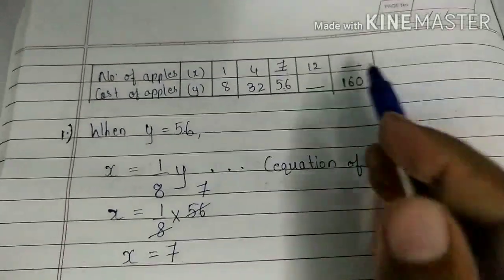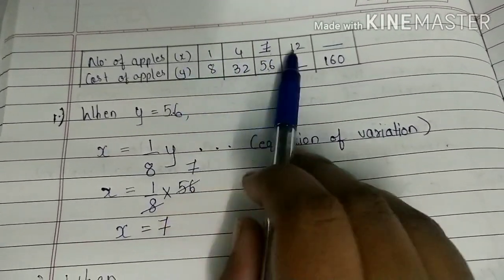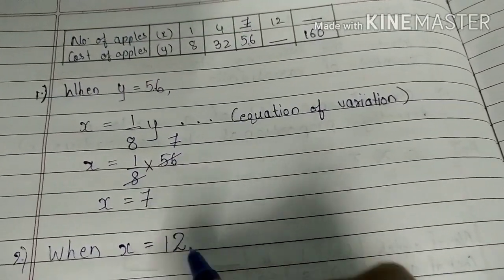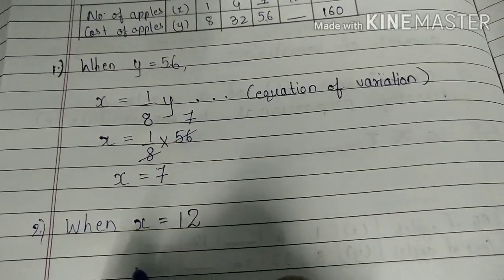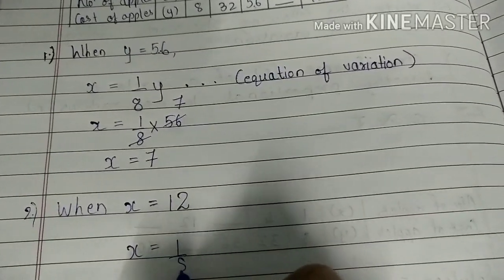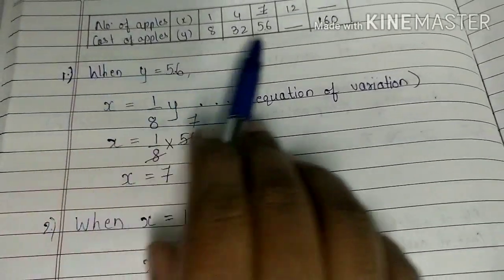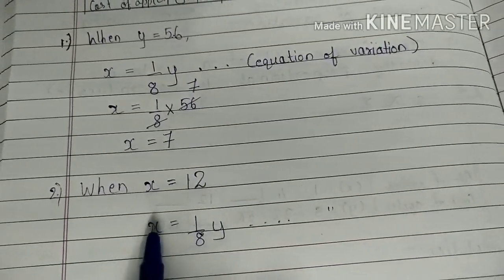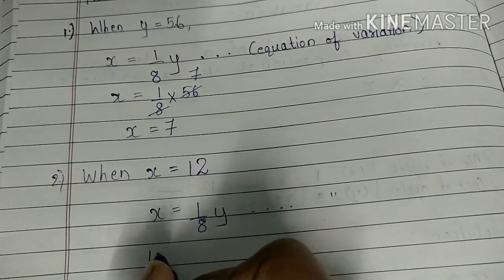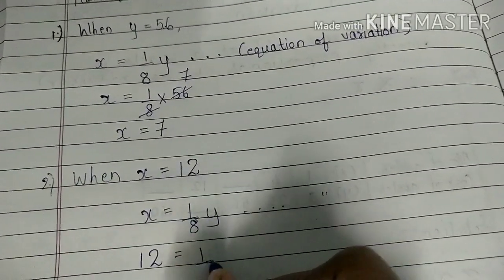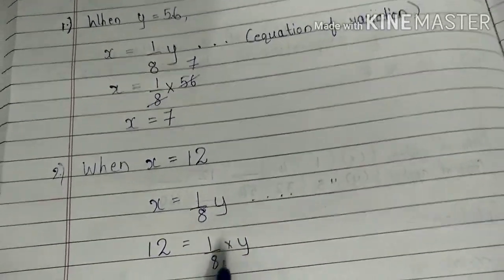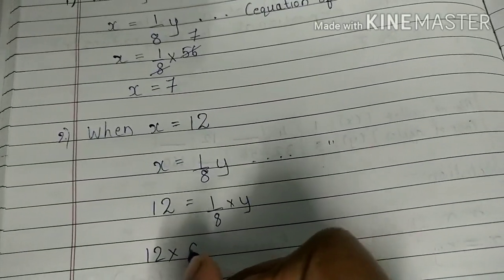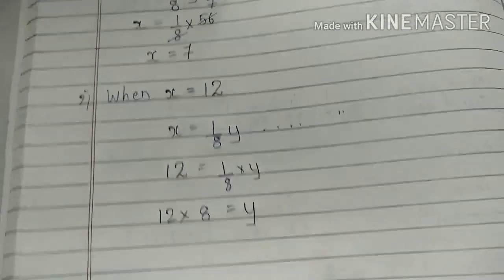So in your second sum, what will you write? When. Now this time y is not given, x is given. So you write here when x is equal to 12. Again you'll use the same equation, because this is the common equation for this whole sum. Substitute x. x is equal to 1 upon 8 into y. This 8 you will have to bring to this side. So this will be 12 into 8 is equal to y.